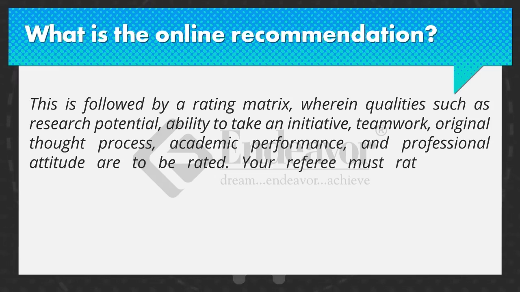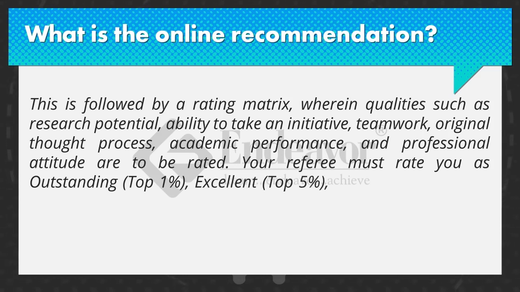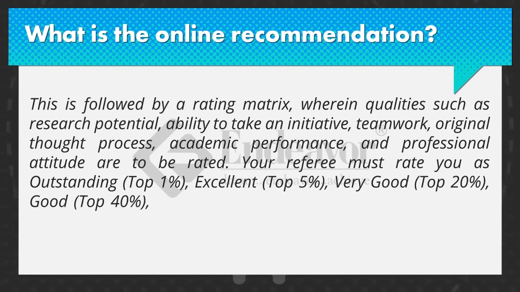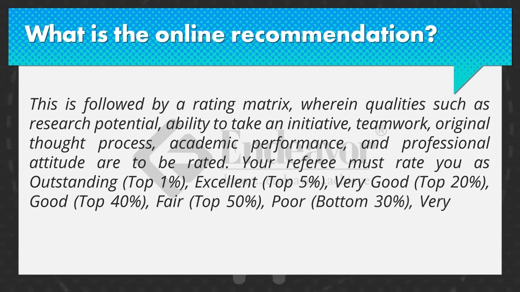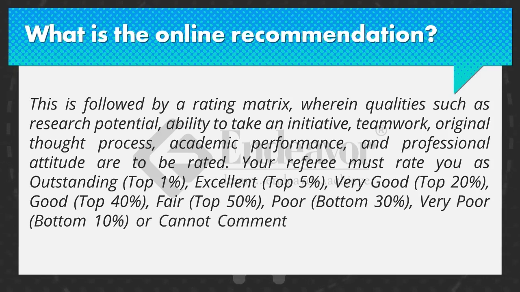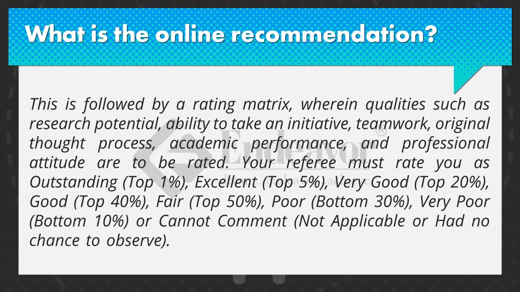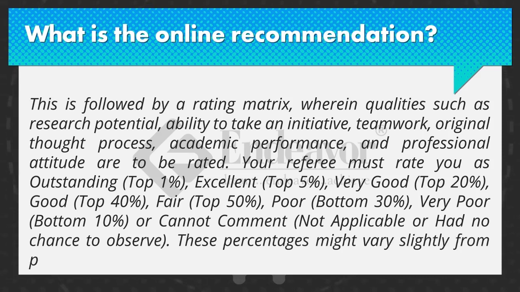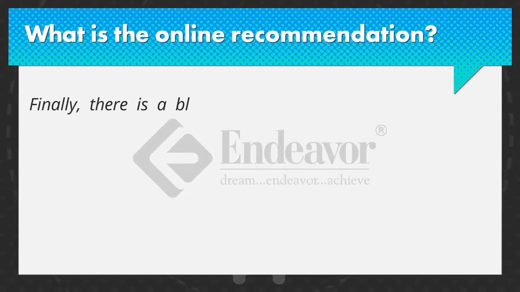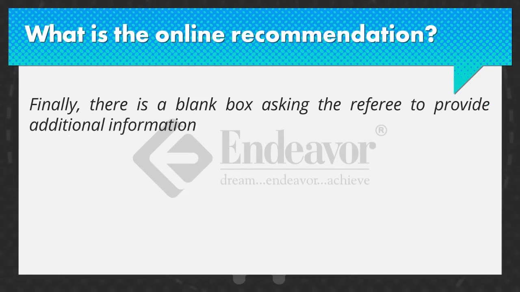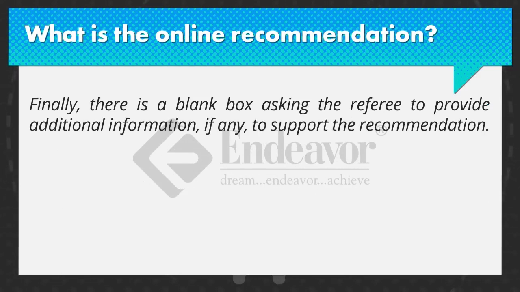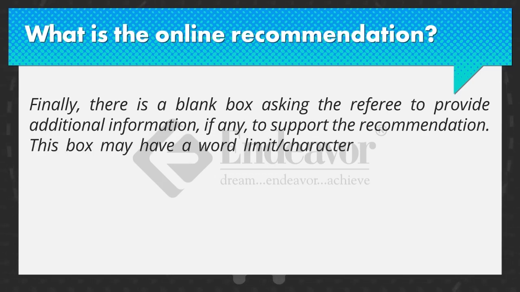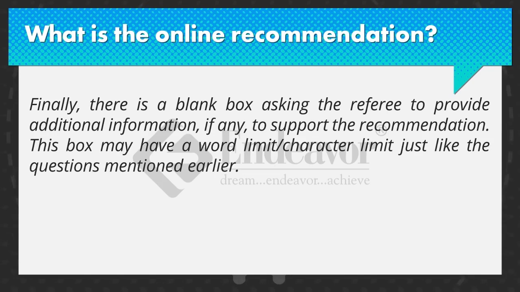Your referee must rate you as outstanding, which is the top 1%, excellent, the top 5%, very good, top 20%, good, top 40%, fair, top 50%, poor, bottom 30%, very poor, bottom 10%, or cannot comment, not applicable or had no chance to observe. These percentages might vary slightly from program to program. Finally, there is a blank box asking the referee to provide additional information, if any, to support the recommendation. This box may have a word limit or a character limit, just like the questions mentioned earlier.